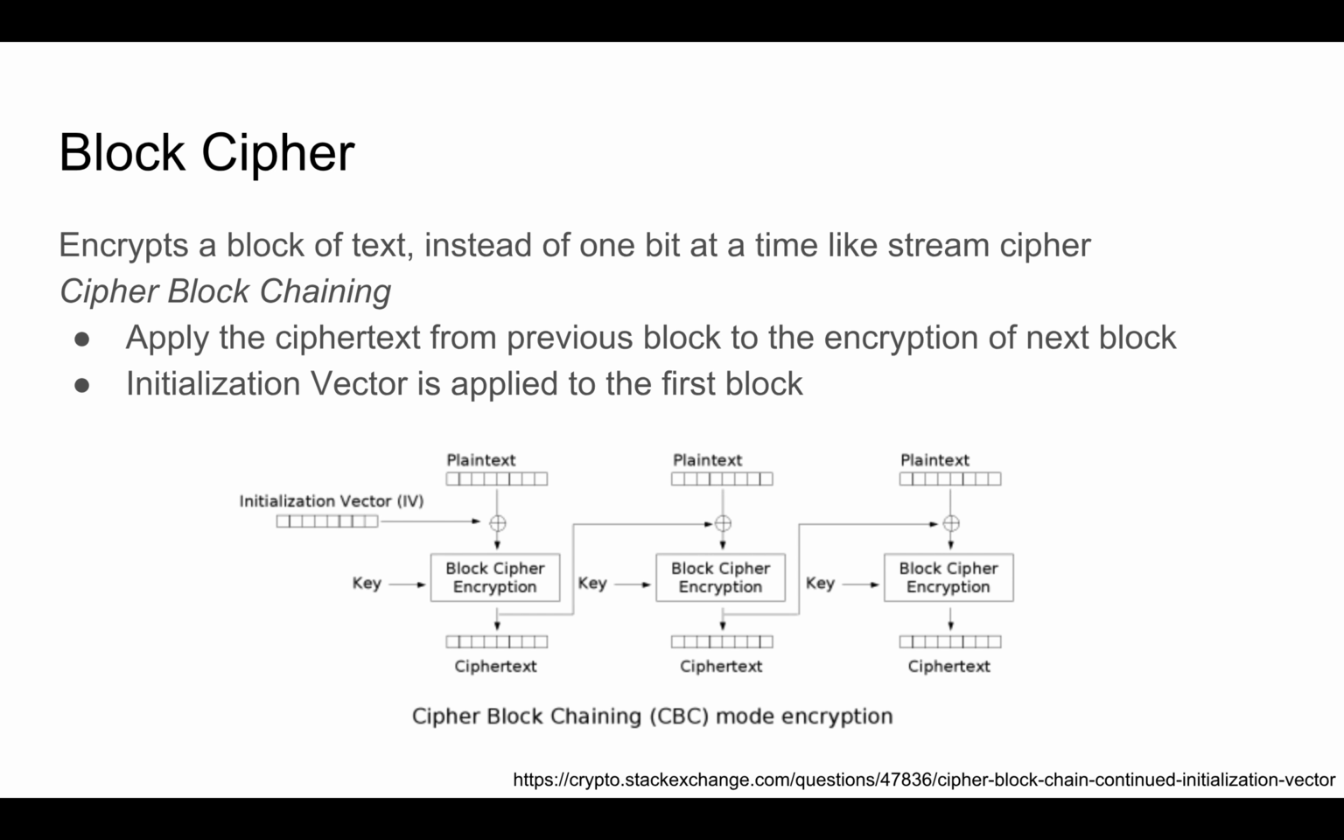I want to mention cipher block chaining, which is a method to increase the security of block cipher. First, an initialization vector is applied to the first block so that identical messages encrypted on the same day do not produce identical ciphertext. Second, we apply the ciphertext from the previous block to the encryption of the next block so that we can ensure identical blocks of plain text are not encrypted to identical blocks of ciphertext.